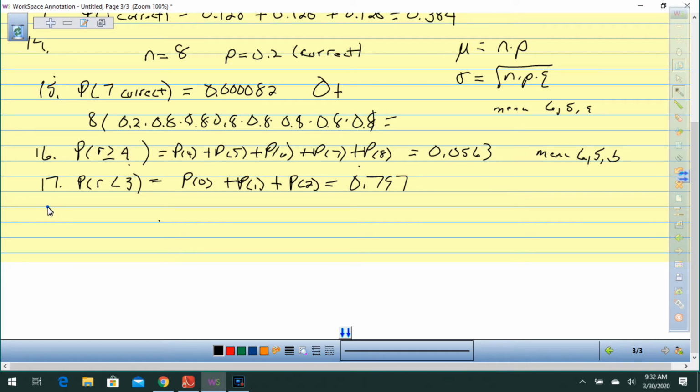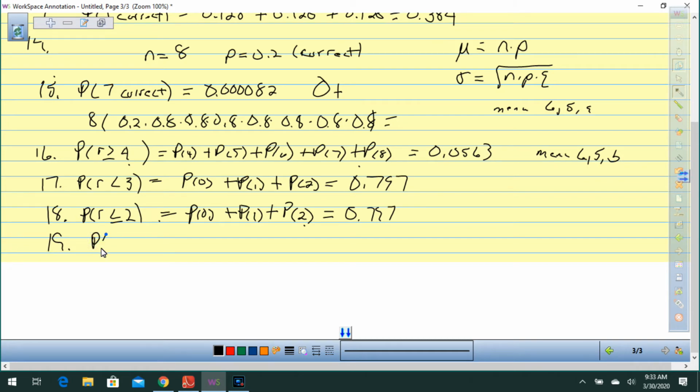All right, we'll go 3 on that one. 18. Find the probability the number X of correct guesses is no more than 2. So here we got the probability that R is no more than 2. That's less than or equal to 2, which is really the same thing as this right here. 2, and again we got 0.797.